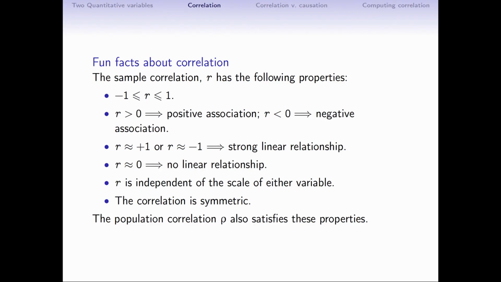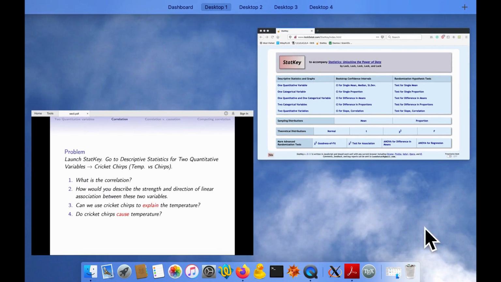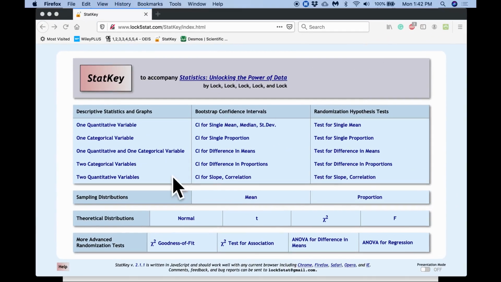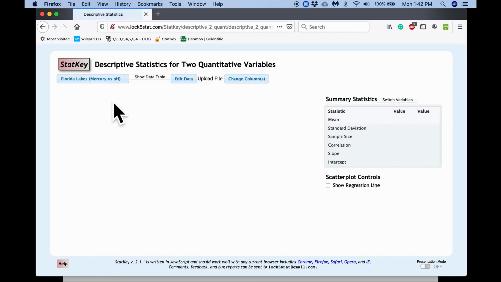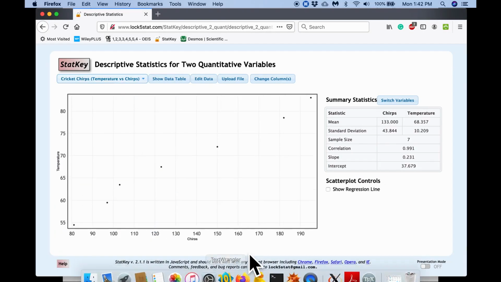Let's explore some of these fun facts about correlation through a problem. So we're going to launch StatKey. We're going to go to descriptive statistics for 2 quantitative variables, and we're going to look at the file called cricket chirps, temperature versus chirps. We'll come back to these questions and tasks in just a second. Let's take a look at the data set first. So we're going to go to StatKey, 2 quantitative variables, cricket chirps.